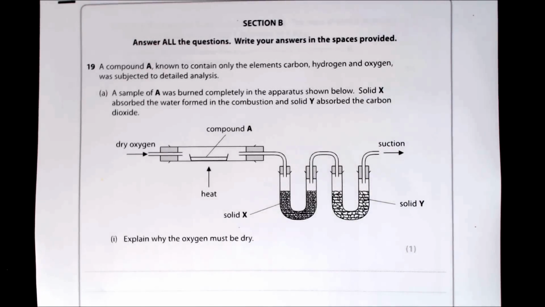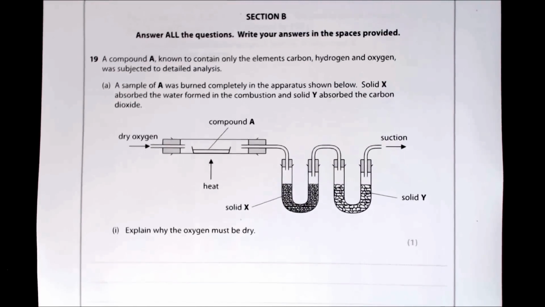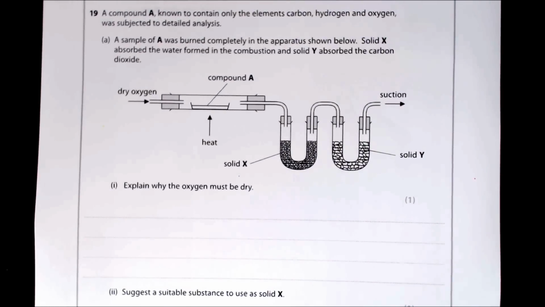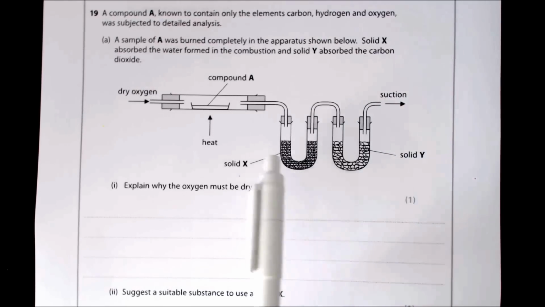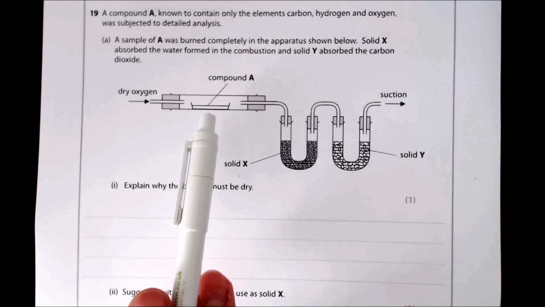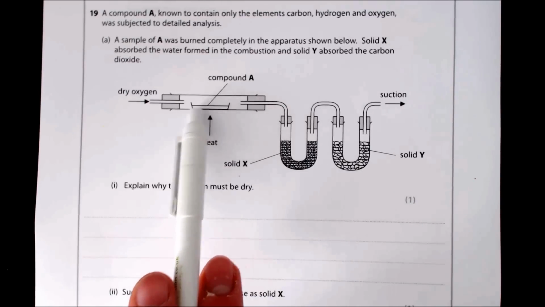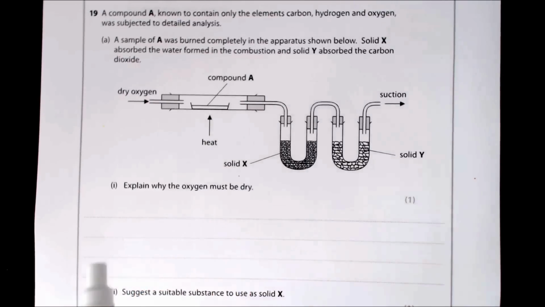Okay, so we're going to explain why the oxygen must be dry. Well, what we're doing is burning this, so this is a combustion reaction, and with any combustion reaction you produce water. Now, you just want to measure the amount of water formed from actually combusting your product here. You don't want the water that's coming from the oxygen.